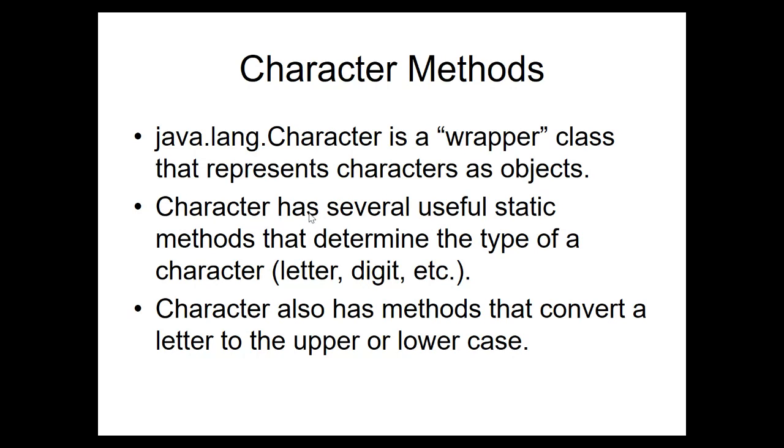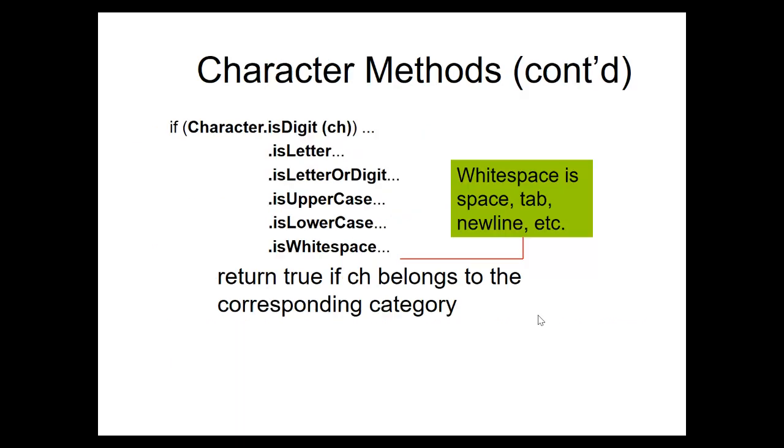And it has several useful methods. They're called static methods because they get called from the class, not from the object. So just like Math methods, Math.pow was called from the Math class with a capital M, and you didn't have to make a Math object like Math m equals new Math. Same here, you don't have to make a Character object to call these methods. I'll show you some examples on the next slide. Some of the methods can determine what type the character is, like is it a letter, is it a digit, and some of them will help you convert from upper to lowercase, etc.